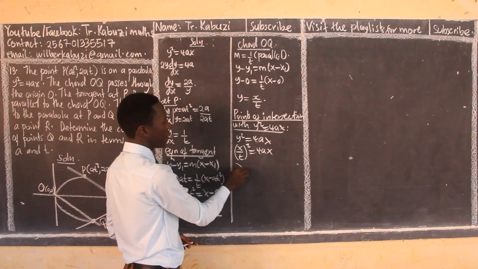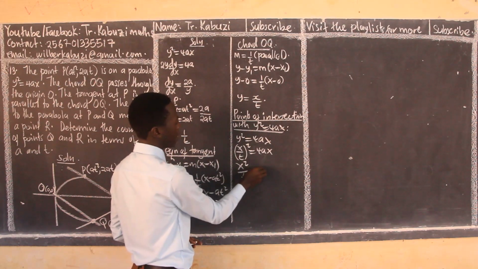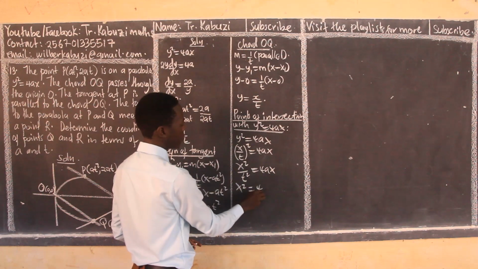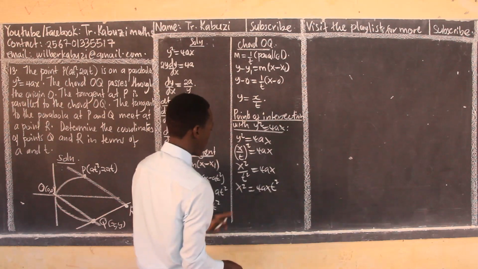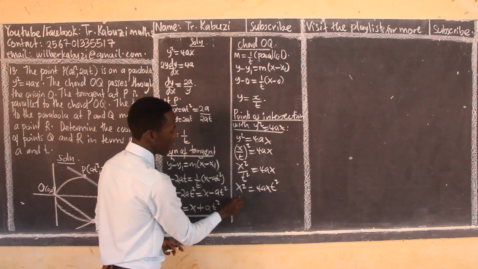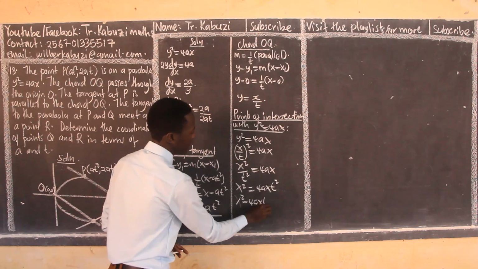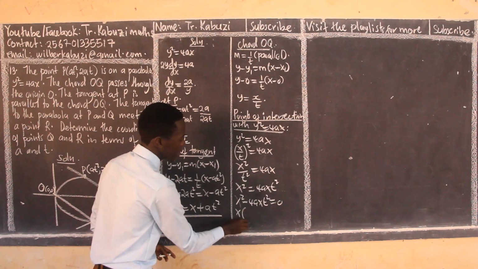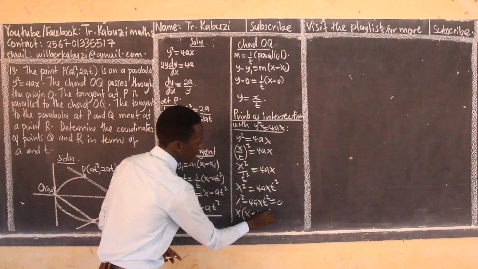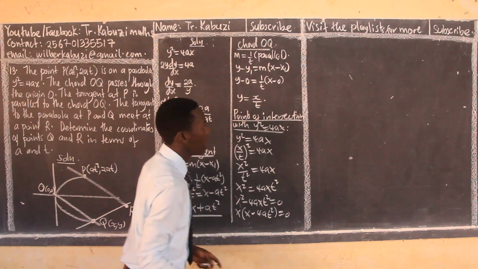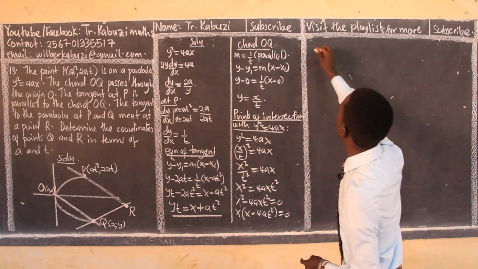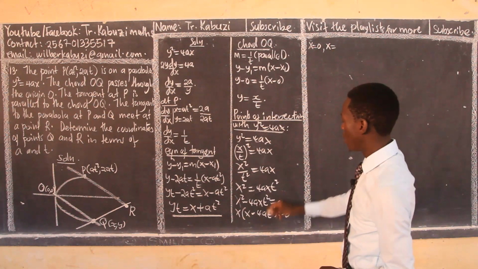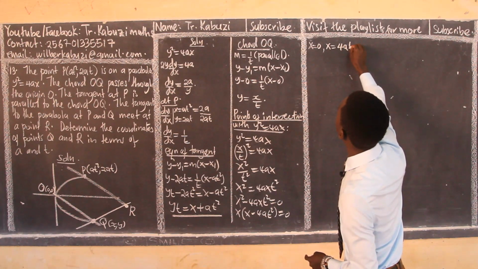When we square, we have x squared over t squared equaling 4ax. Multiply through, x squared equals 4ax t squared. Bring everything this side, you have x squared minus 4ax t squared equal to 0. If you factorize out x, you get x(x minus 4a t squared) equal to 0. From there, you can see either x is 0, or our other value of x, when you set this to 0, is 4a t squared.